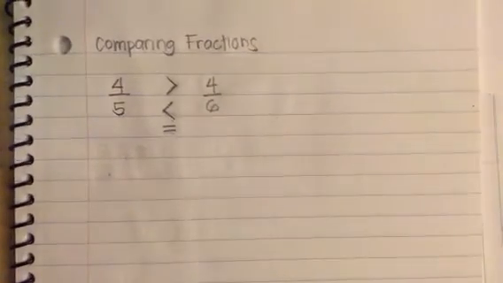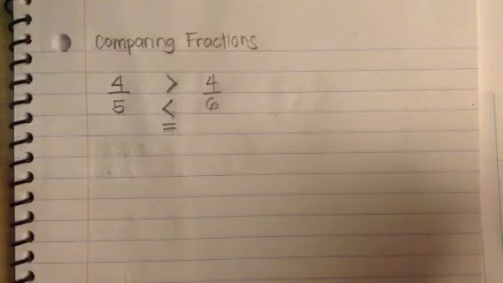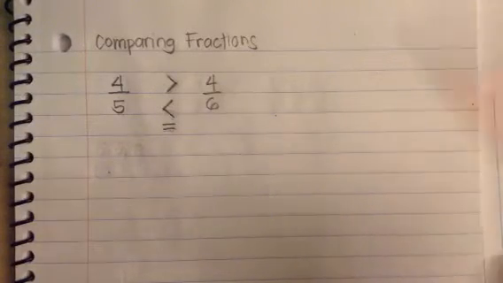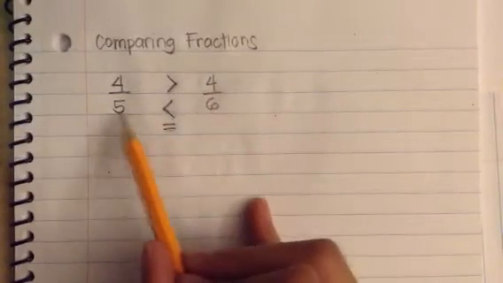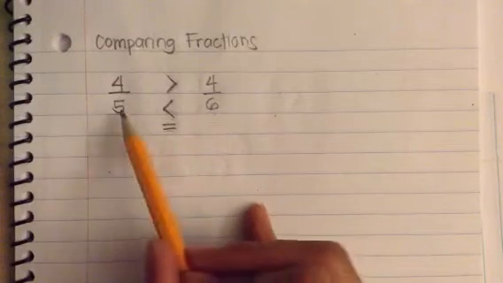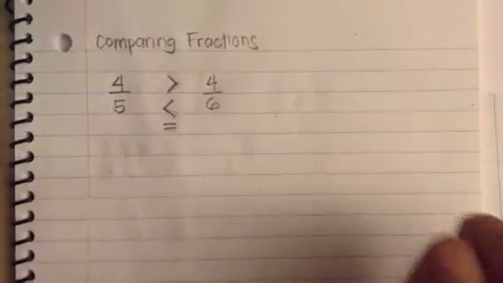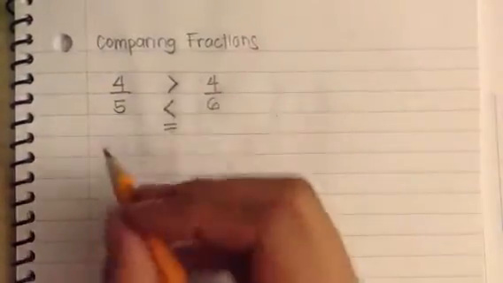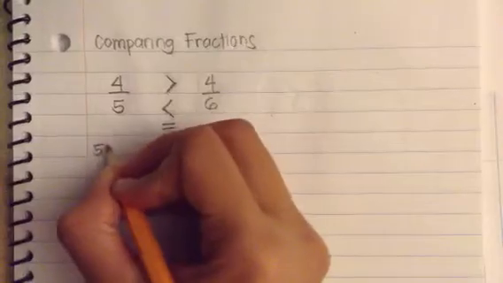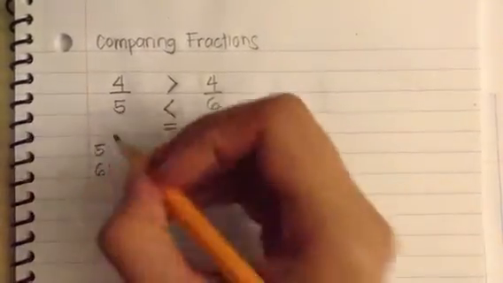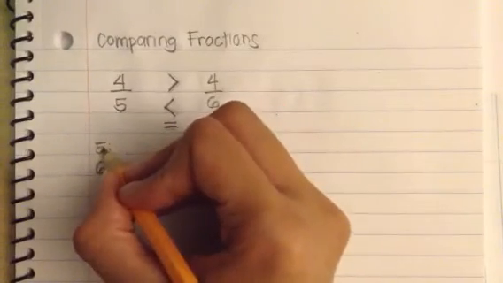Okay? So, the very first step I always do when I'm comparing fractions is I look at my denominators to check if they are the same. In this case, they are different, so I'm going to want to make them the same because it's hard to compare two things that are very different. The strategy I usually use is finding multiples. So I'm going to start by finding multiples of 5.